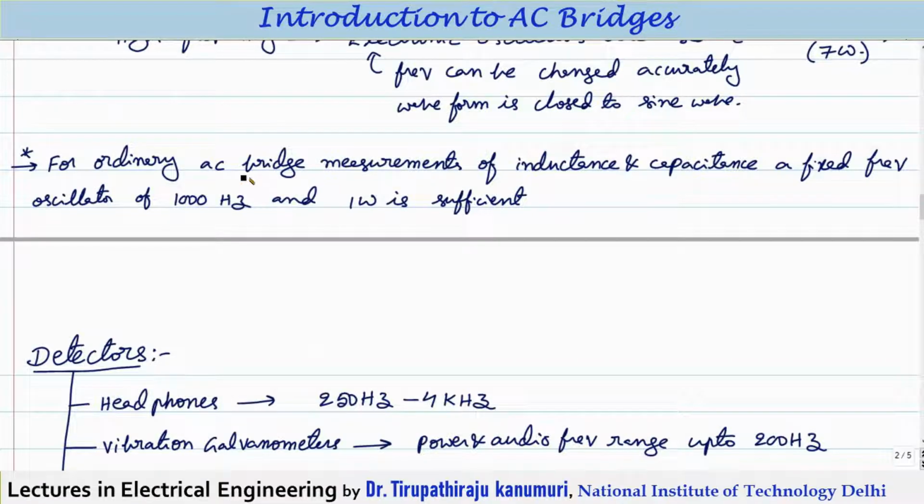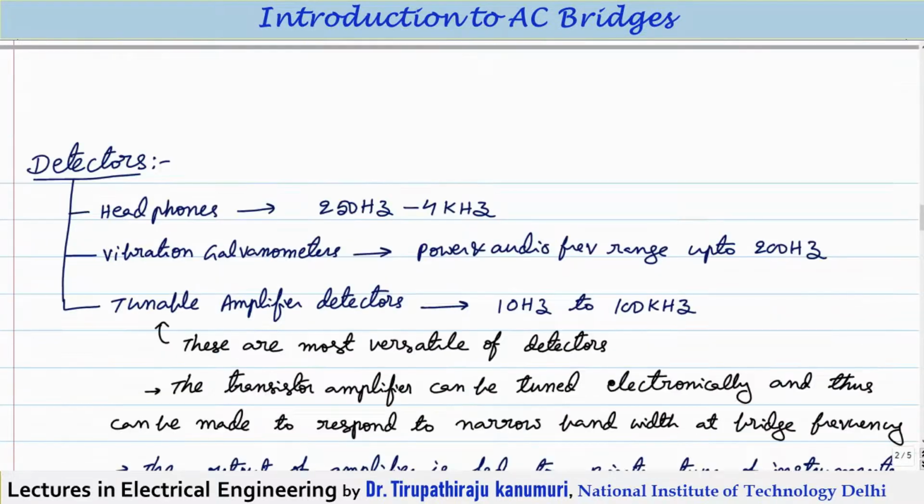Normally, for ordinary AC bridge measurements of inductance and capacitance, a fixed frequency oscillator of 1000 Hz is used in practice, and generally a power rating of 1 watt is sufficient. Only in some specific cases, which we are going to discuss in coming lectures, may we need a variable frequency or high frequency supply. Generally 1000 Hz is used.